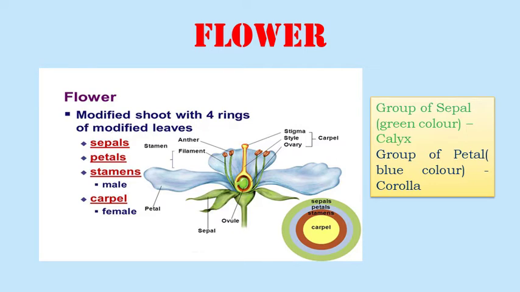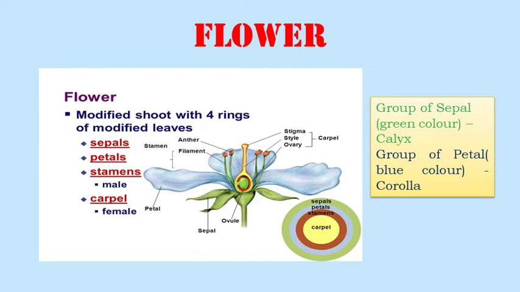So for remembering, you can just remember this circle also. The outer layer is sepal, then the second outermost layer is petals, then the middle layer is your stamens, and the innermost layer is the carpel. I hope this slide is clear to you.